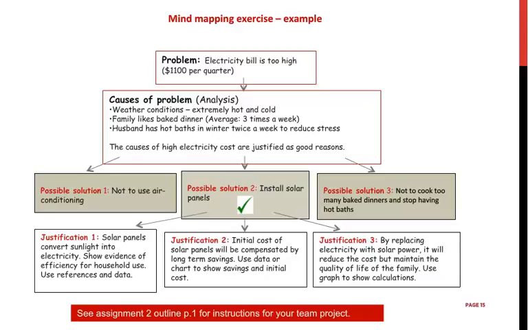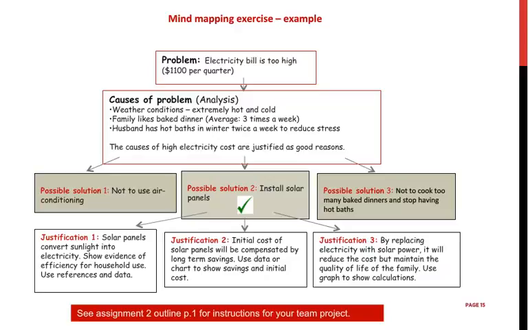In this example, we've identified the problem as being household electricity bill is too high at $1,100 per quarter. To analyze this problem, we've identified the causes of the problem, these being that the weather conditions are extremely hot and cold. Also, the family likes baked dinners at an average of 3 times a week. And finally, the husband has hot baths in winter twice a week to reduce stress.